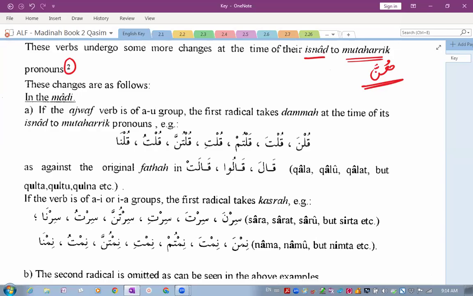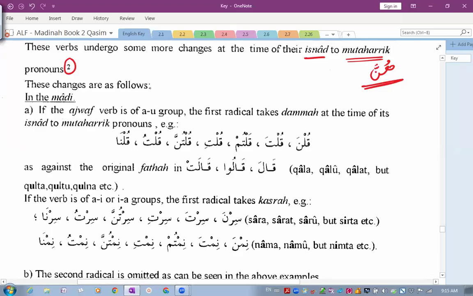Like we saw, the waw or ya changes to an alif up till 1 to 5, up till the sakin pronouns, and then for mutaharrik pronouns, the waw or ya start getting dropped. That's the reason, because the rules are different. So in the Madi, let's continue.